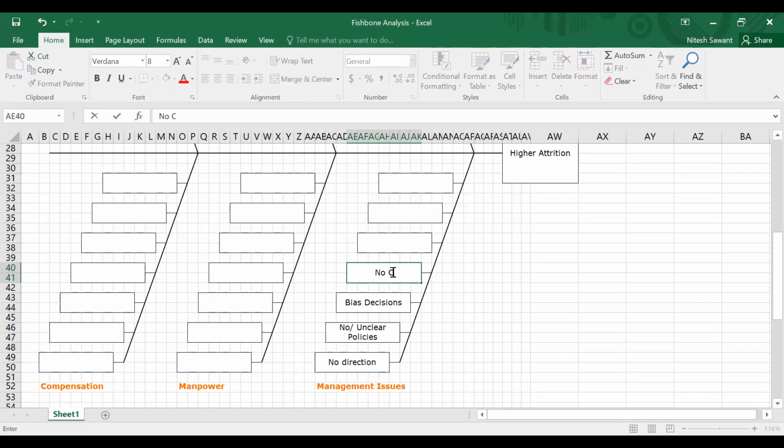They don't communicate. Communication gap. Then lack of proper delegation. One of the major issues: no transparency, lack of delegation. Lack of delegation is also another major issue.